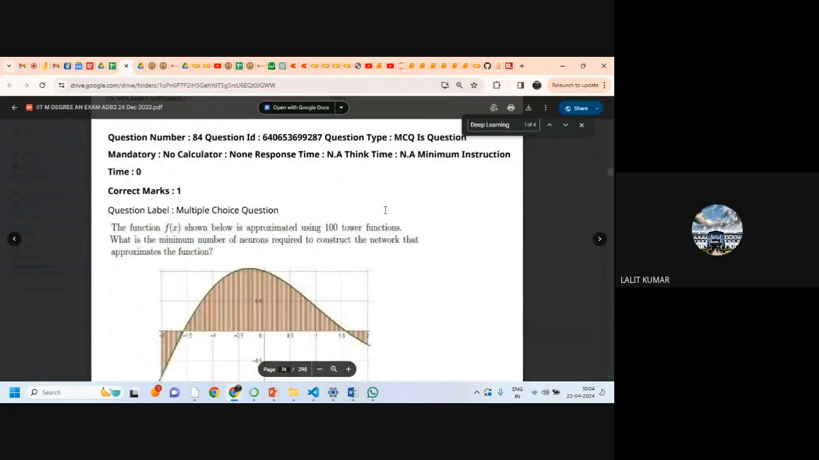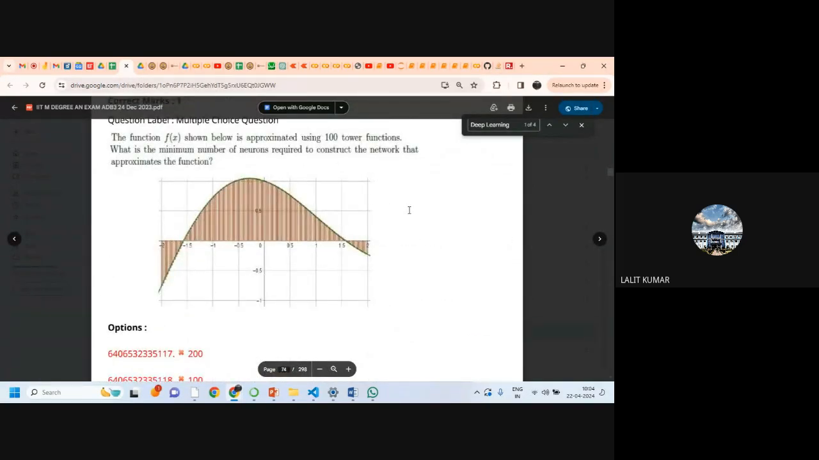This is the second question, where the function f(x) shown below is approximated using 100 tower functions. What is the minimum number of neurons required to construct the network that approximates the function? So Abhi, can you solve this please?